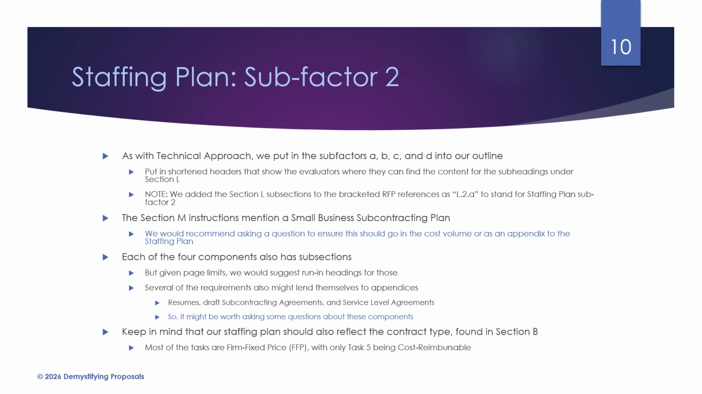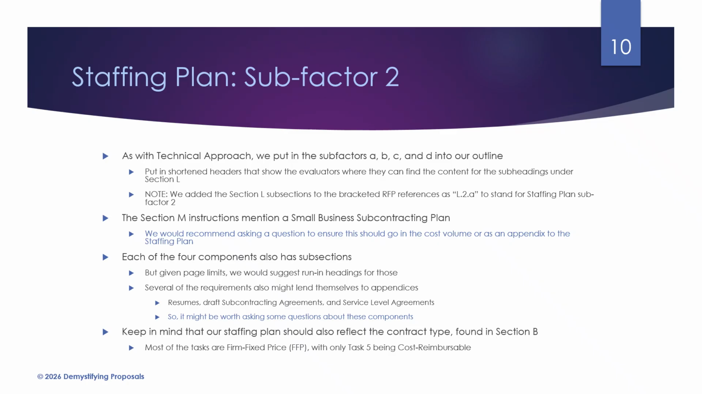And then several of the requirements also might lend themselves to appendices rather than full text in the document. Again, those might be questions that you want to ask, but resumes are usually an appendix. Draft subcontracting agreements would presumably be an appendix. Service level agreements would presumably be an appendix. So it might be worth asking some questions about those components of the staffing plan that are required.